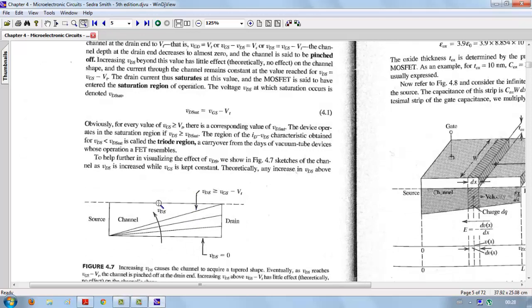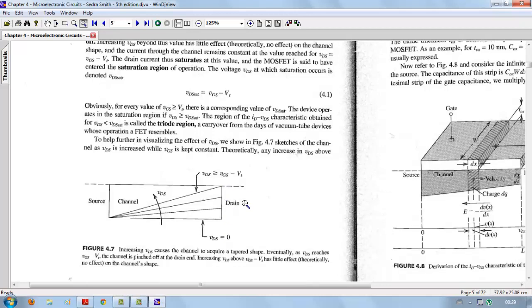A better understanding can be obtained from this diagram. When VDS is equal to 0 and VGS is above VT, because obviously we need that for conduction, the channel depth is constant between source and drain. As VDS is increased, the depth of the channel near the drain slowly decreases and reaches 0 when VDS is equal to VGS minus VT. And that's it.